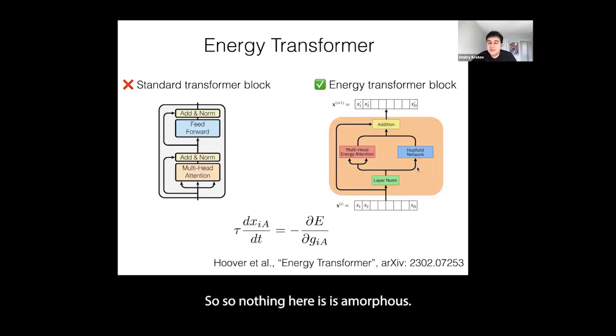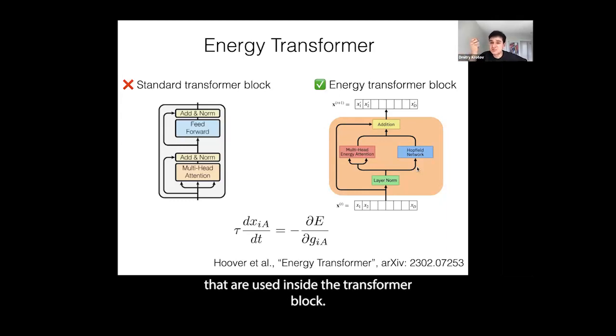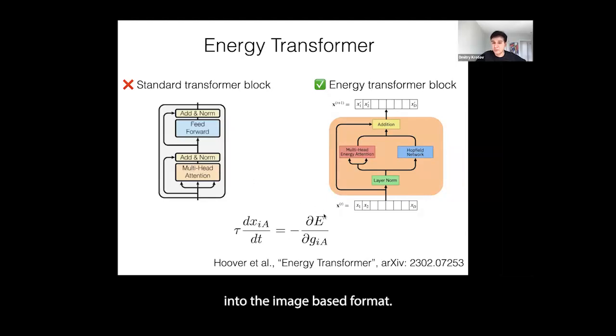So nothing here is amorphic. It's all just creativity and hypothesis here, right? I'm not saying that that's the only way you can build an energy-based transformer, but here is how we build this one. We wanted to have the 4 computational elements that are used inside the transformer block. These 4 computational elements are multi-head attention, feed-forward network, skip connections, and layer normalizations. So we figured out how to embed all of these elements into the energy-based formulas.